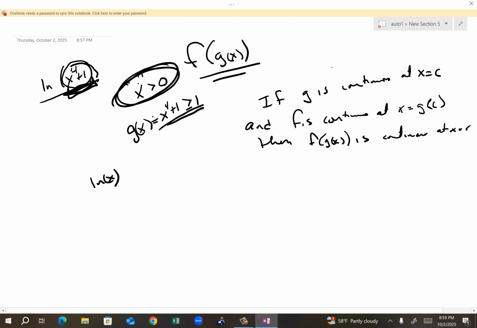Because now when I replace x with x to the fourth plus 1, okay, this guy here is never going to be 0. It's never going to be less than 0. So that means because it's this composite function, hey, this guy is continuous. And specifically, it's continuous everywhere. And if you don't believe me, let's go ask the computer.